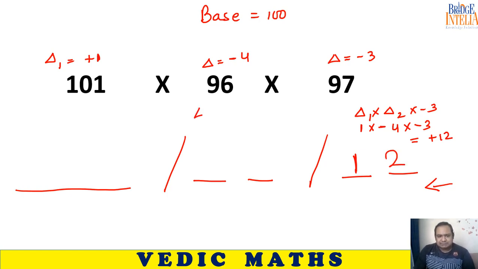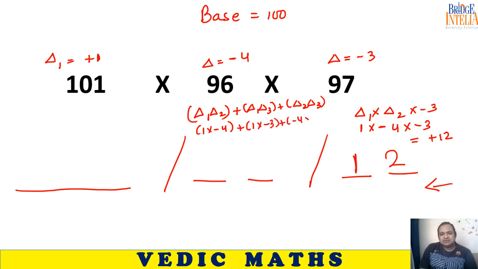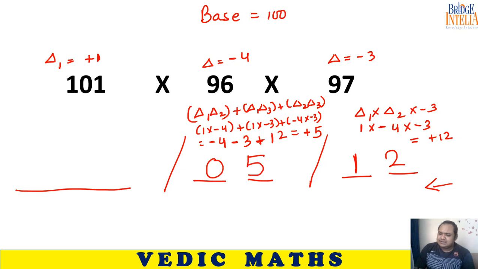Coming to the mid portion. Delta 1 into delta 2 plus delta 1 into delta 3 plus delta 2 into delta 3. So delta 1 is 1. So 1 into minus 4 plus 1 into minus 3 plus minus 4 into minus 3. So 1 into minus 4 is equal to minus 4. 1 into minus 3 is equal to minus 3. Minus 4 into minus 3 is equal to plus 12. So minus 4 minus 3 plus 12 is equal to plus 5. So I can write plus 5 as 05.